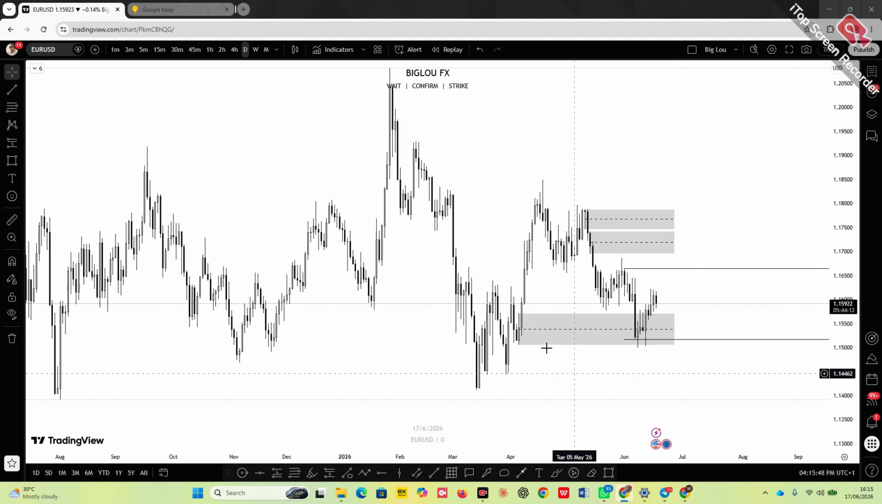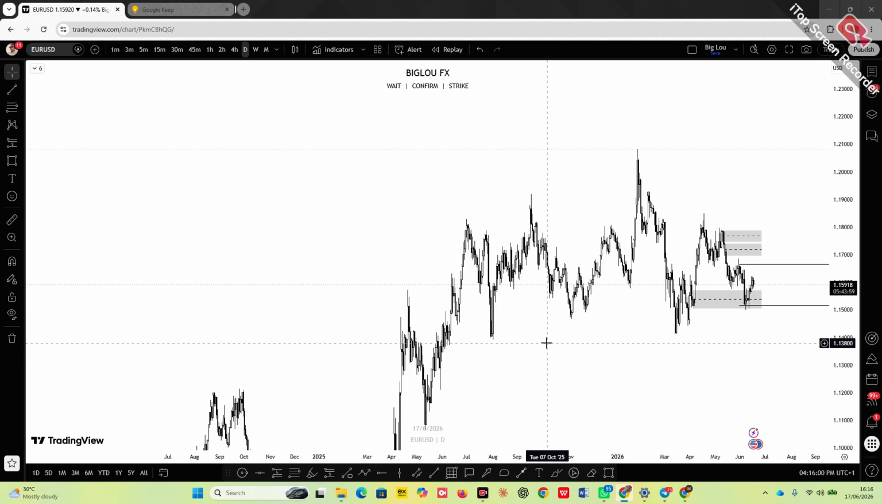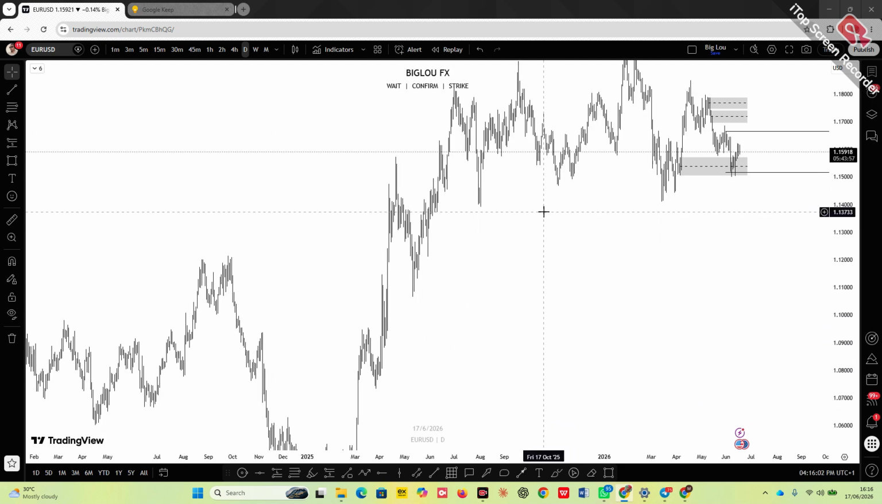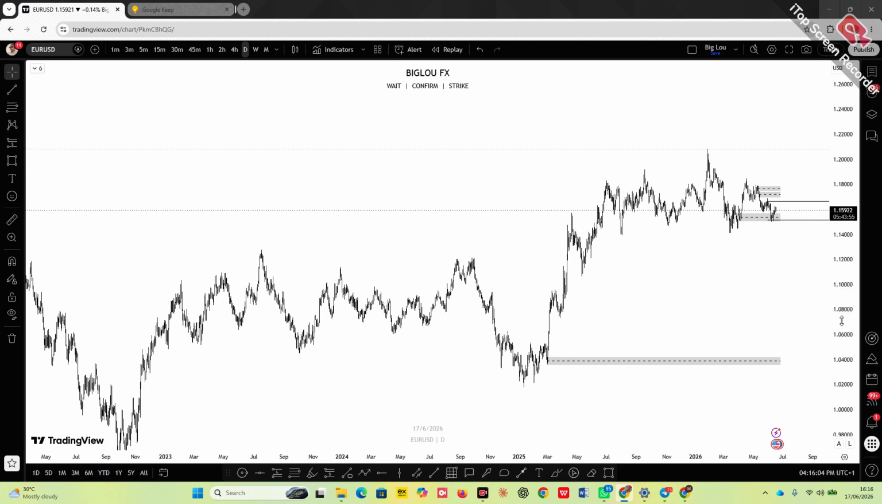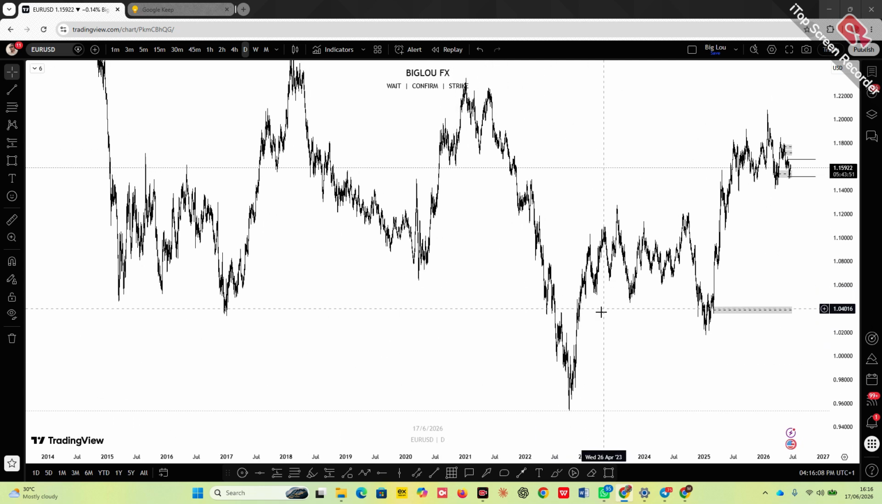This is the daily. I trade using demand and supply zones. So this is my demand zone here, and price is currently reacting from this demand zone. You could see what is my overall bias on EU.